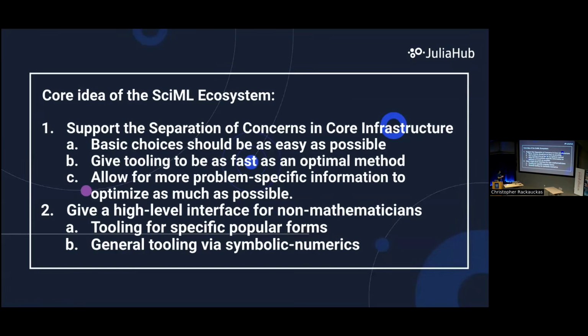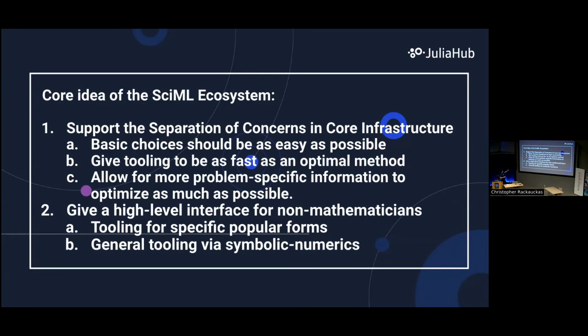Right, and so this is the core of the SciML ecosystem here. We want to support the separation of concerns in this core infrastructure. In order to really get this benefit, we want the people who are using the ODE solvers for PDEs and finite elements to also be using the same infrastructure as your first year undergraduate student, right? And why do we want to do this? Because then we get a larger ecosystem, a larger system of users, and we can benefit from economies of scale, right?